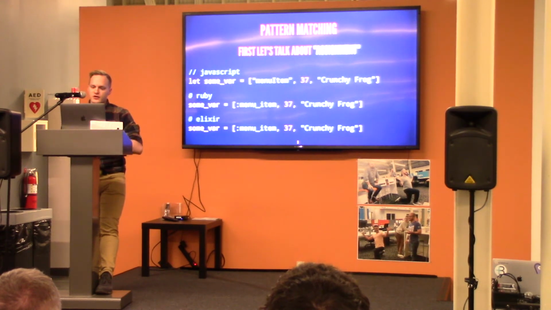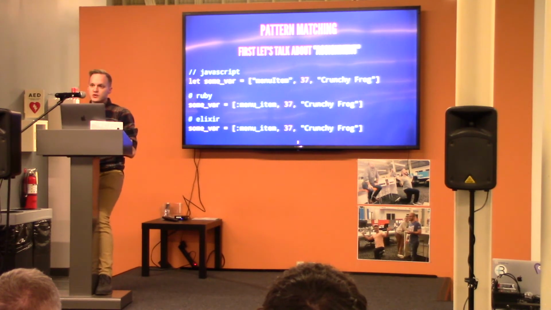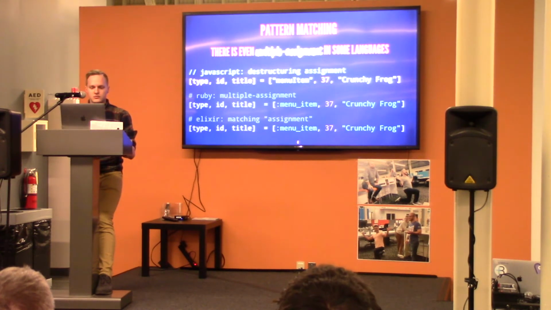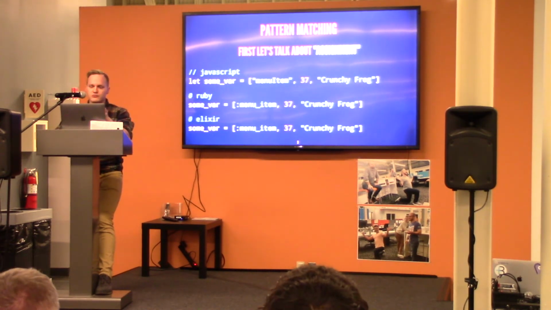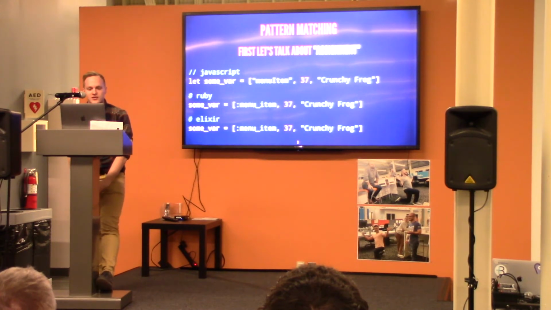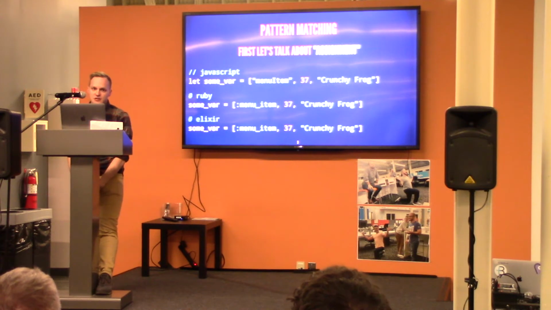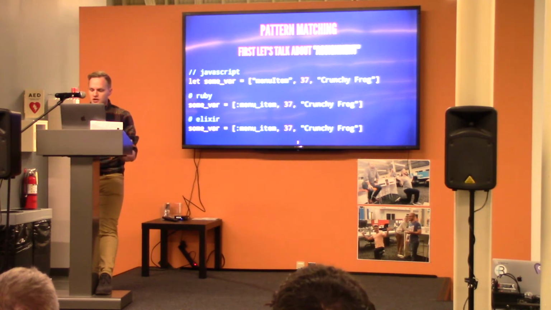So let's talk about pattern matching. And as part of that, what most languages would call assignment. So in JavaScript, if you want to set a variable and maybe redo it, you'd have let some variable, and then you'd maybe have a list. In this case, it's menu item, number 37, the crunchy frog. In JavaScript, if you wanted to assign it, you'd use let. In Ruby, you can just say some var and make a list out of the same stuff. Elixir is exactly the same. This is nothing new here.